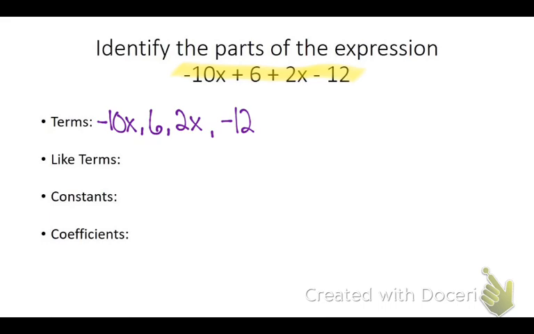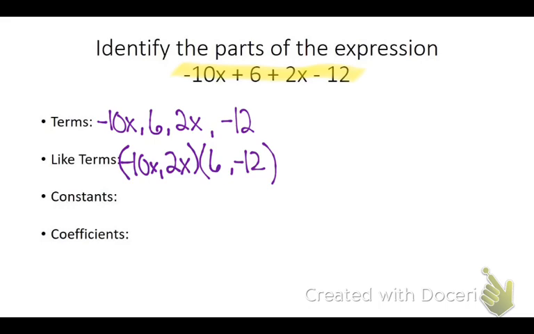Now on your papers, I want you to group your like terms together. When I say group them together, what does that mean? Put them in parentheses. Go ahead and do that. Someone raise your hand and tell me what's one group of like terms. Brady? 6 and -12. What's my other group? Layla? -10x and 2x. Very good. Who got them both?